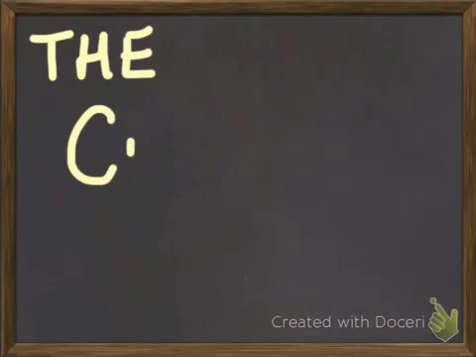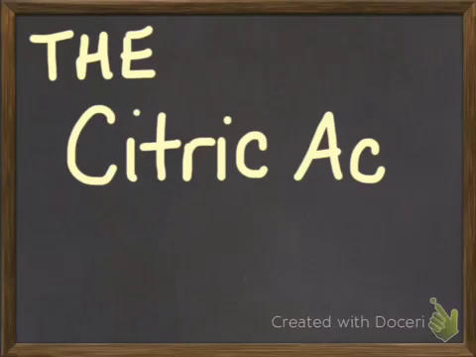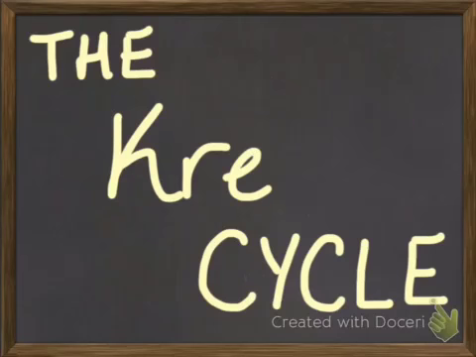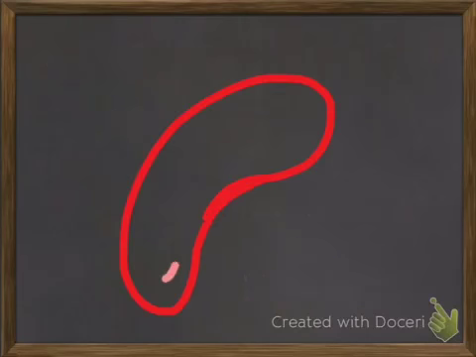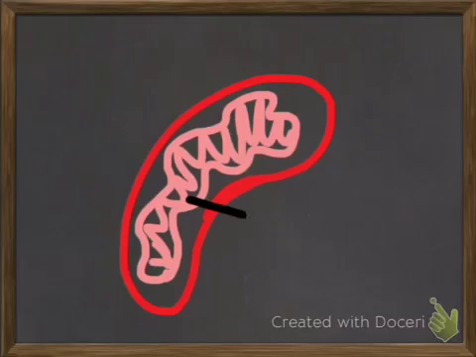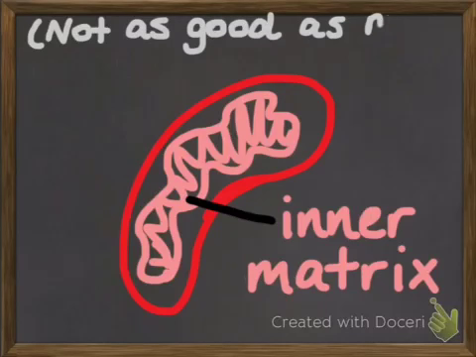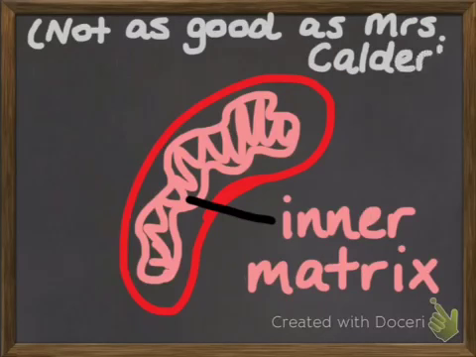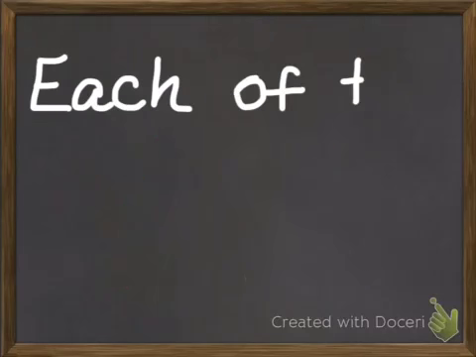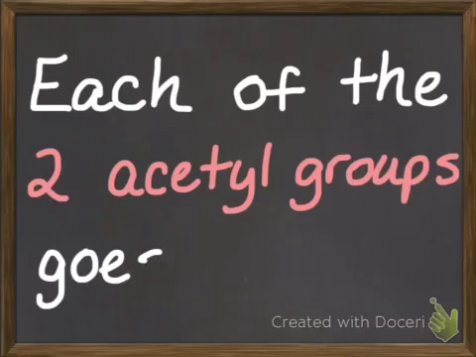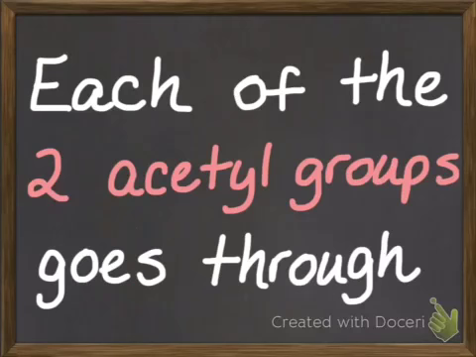The citric acid cycle, also known as the Krebs cycle, occurs in the inner matrix of the mitochondria. Our drawing is obviously not as good as Miss Calder's. During this cycle, 1 ATP, 3 NADHs, 2 FADH2s, and 2 CO2s are produced.